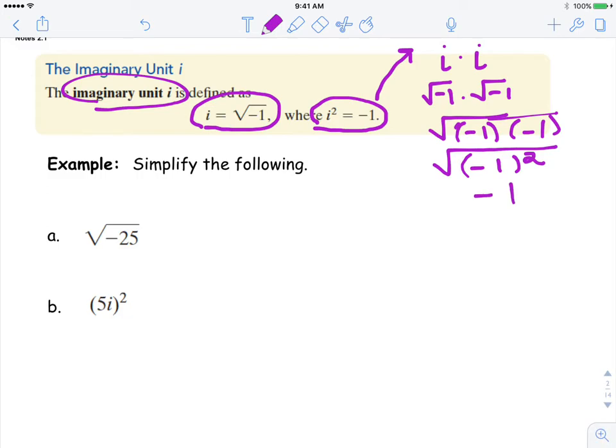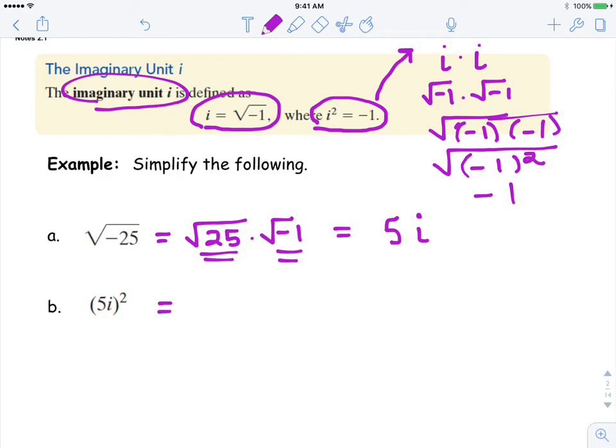All right, first example, we want to simplify the square root of -25. We're going to separate it out as the square root of 25 times the square root of -1. The square root of 25 is a perfect square, so it is 5. And then the square root of -1 is our imaginary unit. So your final answer is 5i.